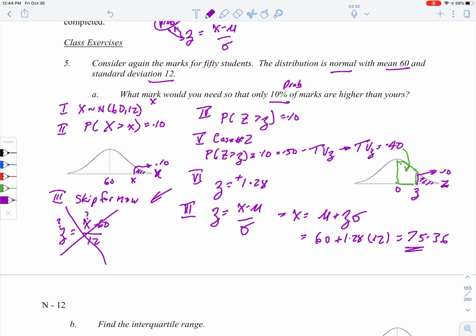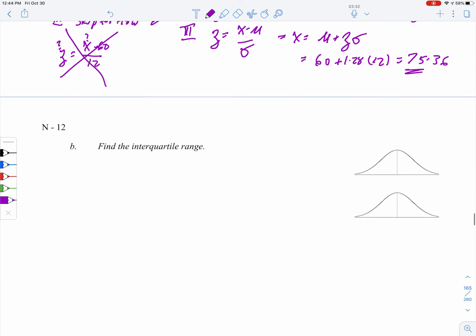And that gives us 75.36. So 75. So the answer is, and always go back and read the question to make sure that it makes sense what you get. What mark would you need so that only 10% of marks are higher than yours? And you'd have to get a 75 in order to be in the upper 10%. So that's how we do that.